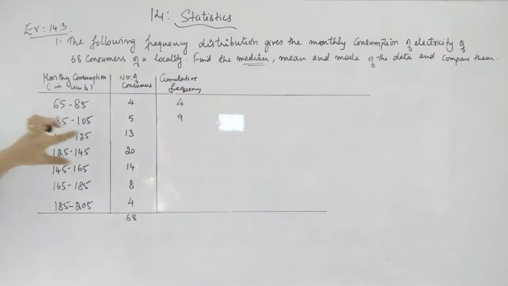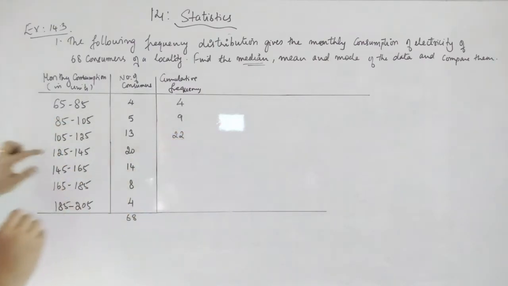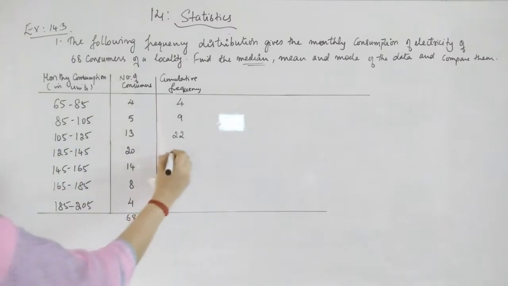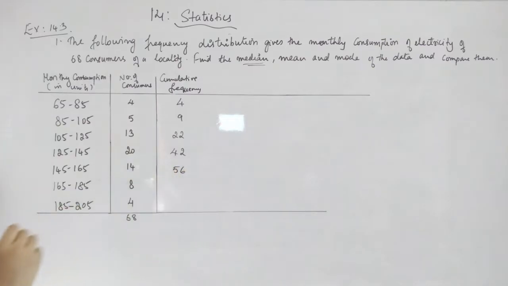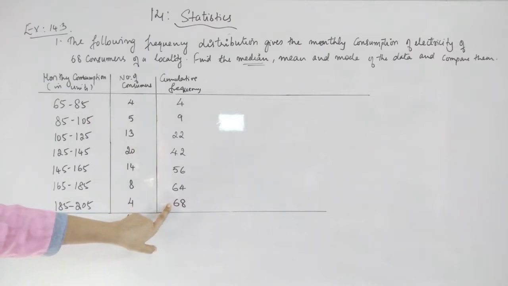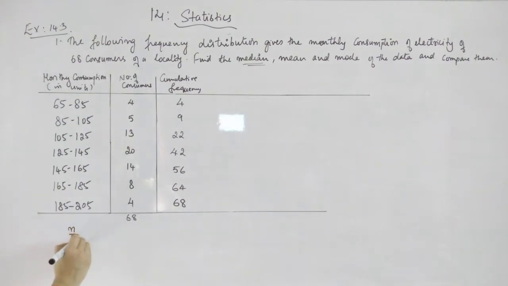So here plus 13 will give you 22, then plus 20 will give you 42, plus 14 will give you 56, plus 8 will give you 64, and plus 4 will give you 68. The total coincides with the last one. Next we have to get n by 2. n is 68, so 68 by 2 gives 34, and you have to find the value which is greater than or equal to 34.